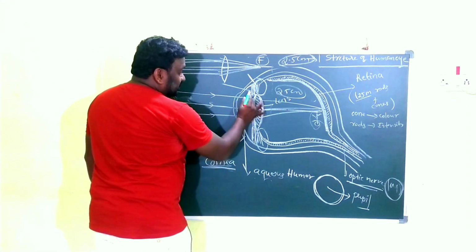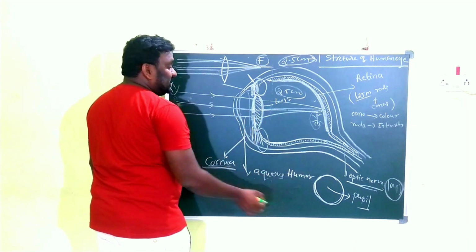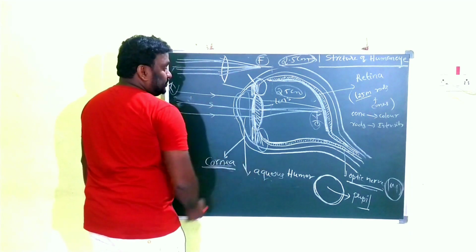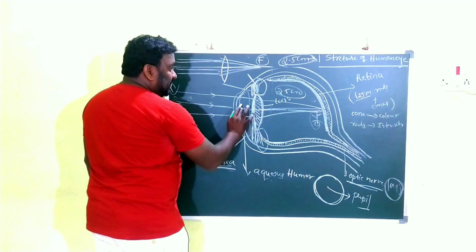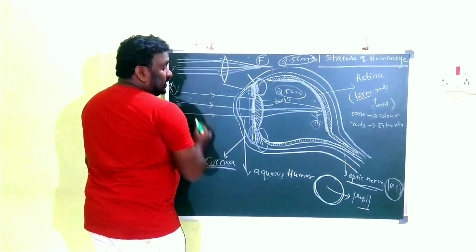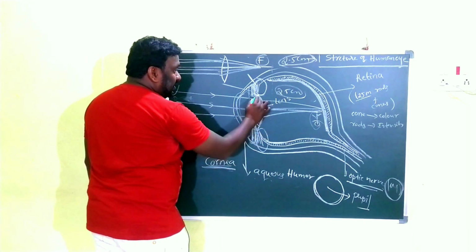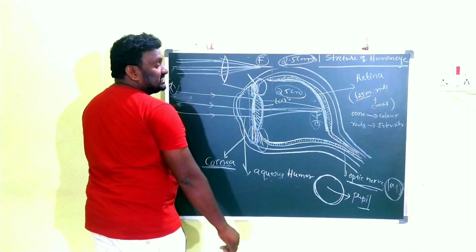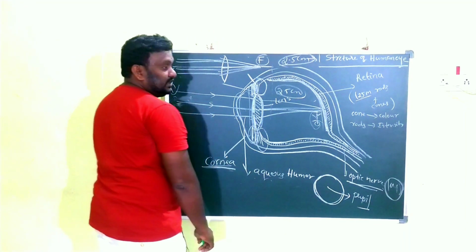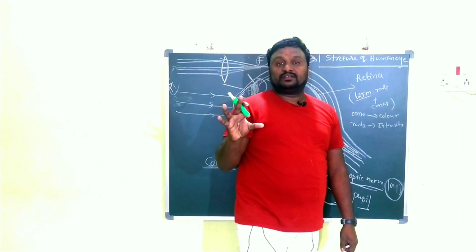And the next thing is the aqueous humor. This is also transparent, and it allows the light. Behind the cornea and aqueous humor is the iris. In the middle of the iris is the pupil. Behind the pupil is the eye lens. Behind the eye lens is the retina. Clear?